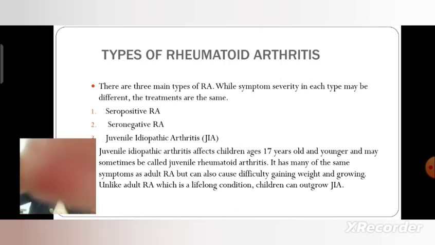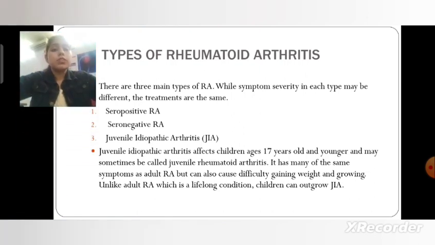idiopathic arthritis, which affects children of age 17 years old and younger, and may sometimes be called juvenile rheumatoid arthritis. It has many of the same symptoms as adult rheumatoid arthritis, but can also cause difficulty gaining weight and growing in children. Unlike adult rheumatoid arthritis, which is a lifelong condition, children can outgrow juvenile idiopathic arthritis.